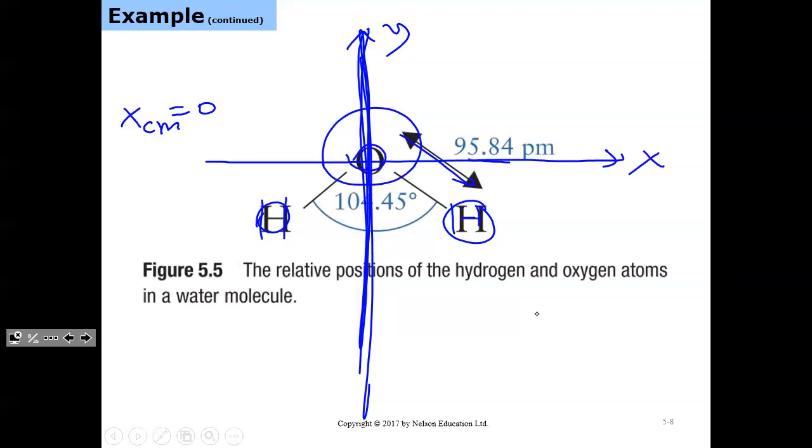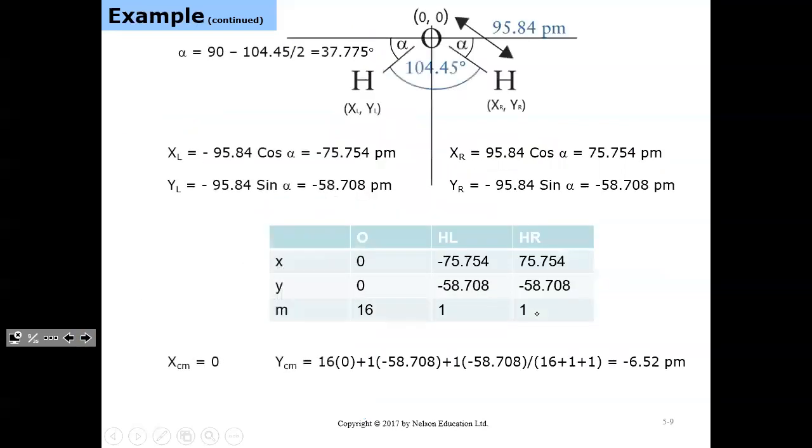So let me go to the next slide. The calculation has been done. Now I'm going to call the position of the left hydrogen atom x left, y left. We know them, but let me call it XL, YL, the position of the hydrogen on the left side. And the position of the hydrogen on the right-hand side, let us call it XR, YR.